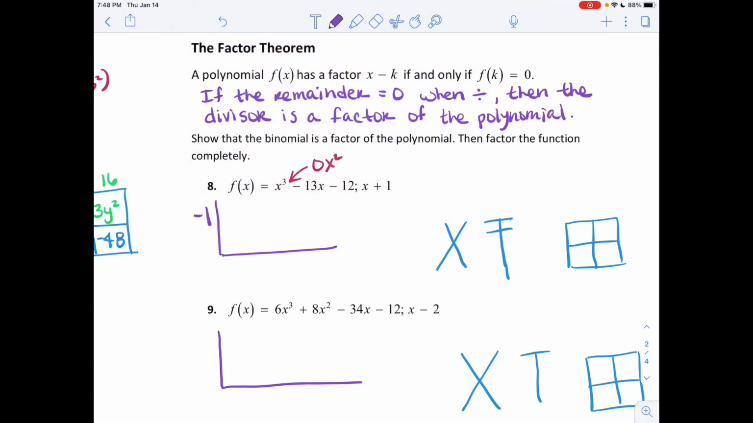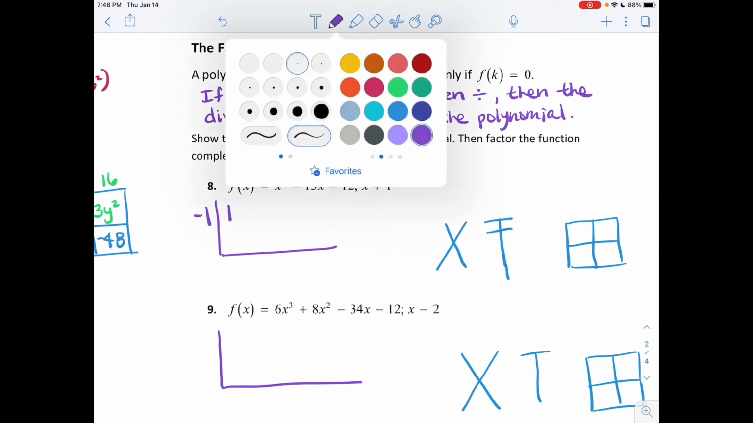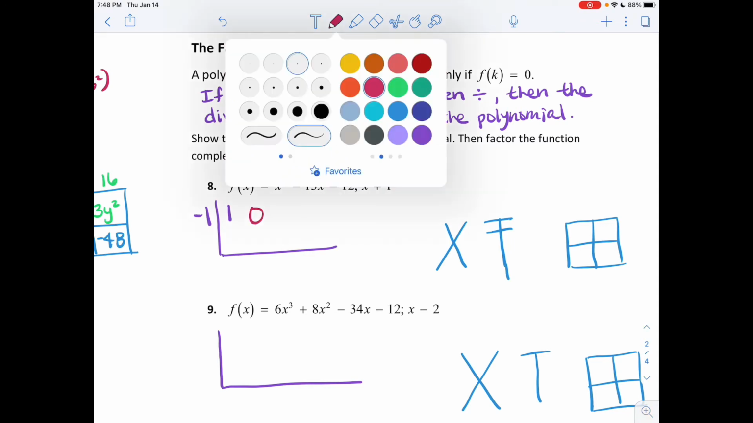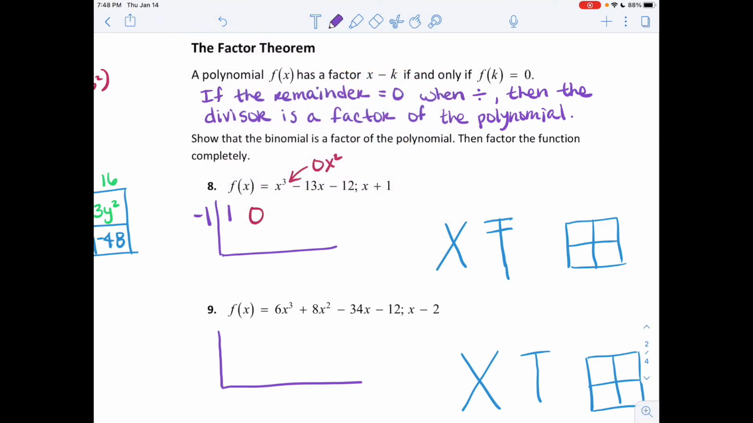Knowing that, whenever I write my coefficients, the coefficient in front of x to the third is a 1. The next number that I'm going to write is that 0 that I'm inserting. And then I have a negative 13 and a negative 12. Now I'd like for you to pause the video here and go ahead and practice your synthetic division. You could probably use a little more practice on that. Come back here and let's go over the next steps after.